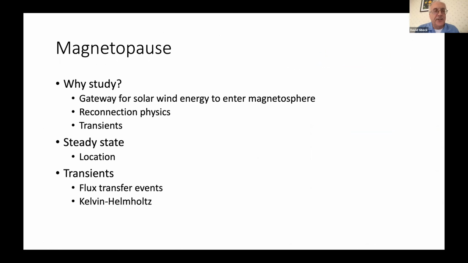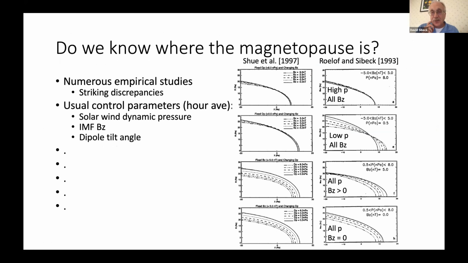Magnetopause. Why study the magnetopause? It's a gateway for solar wind energy to enter the magnetosphere. It's a super place to study reconnection physics. There are an abundance of transients there. The sort of things we think we know, but do we really? Where is the magnetopause? And the sort of things that are hot topics right now are, as always, transients and flux transfer events and the Kelvin-Helmholtz instability.